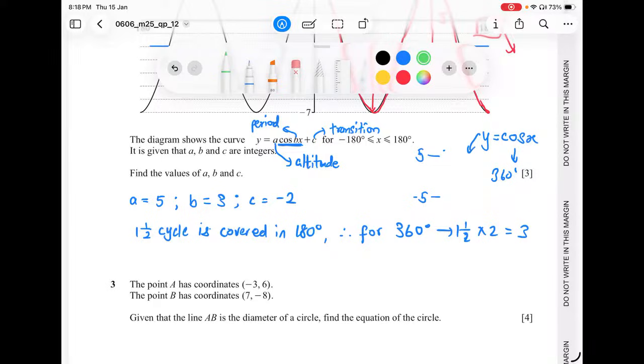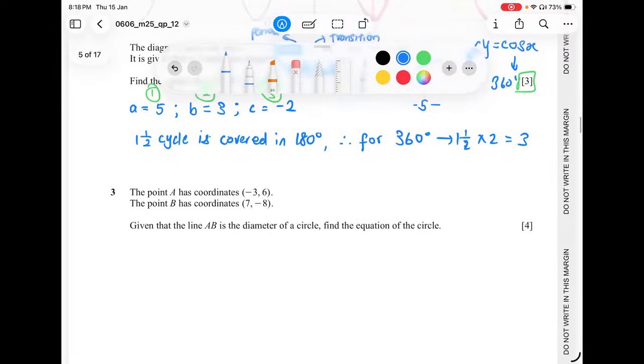So you will get 1 mark for each of these answers, 1 mark for each value you find. That's why it's for 3 marks. So now let's move on to the third question.